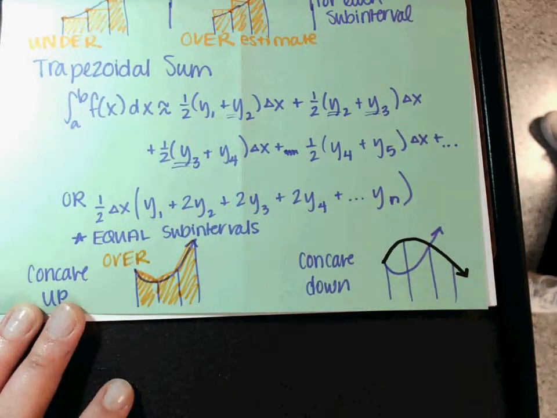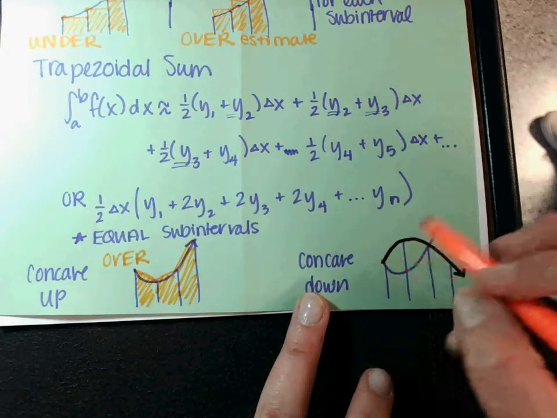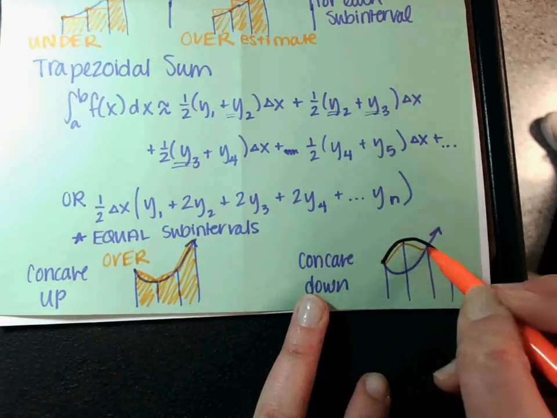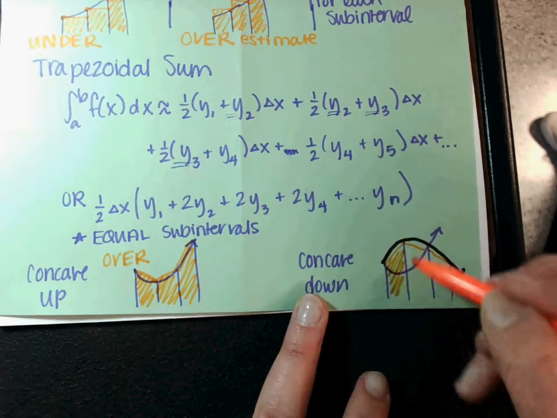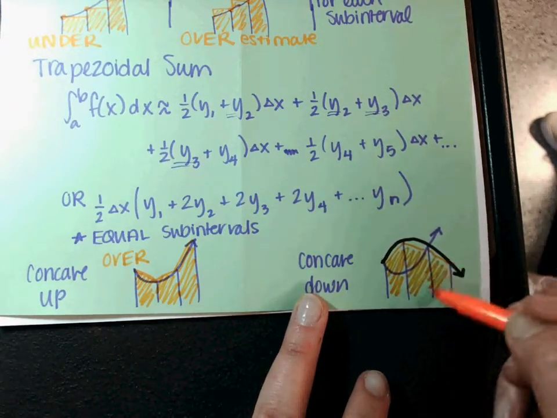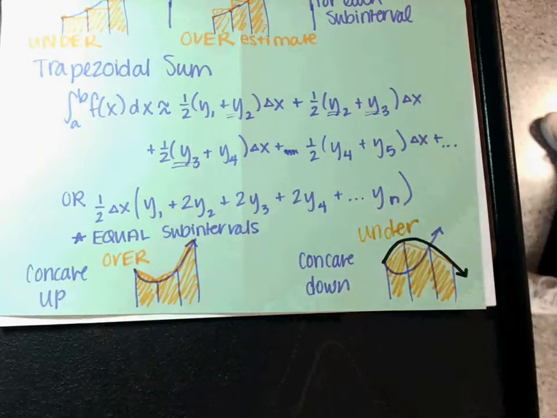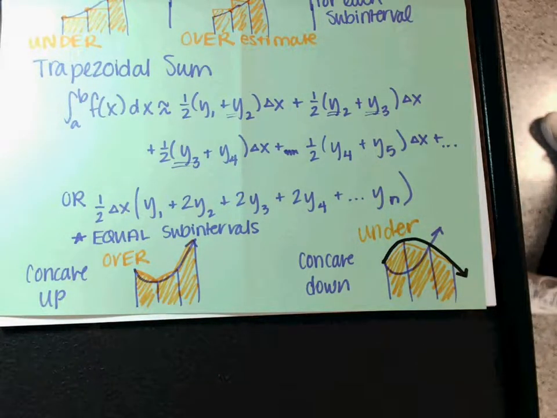And then if I look at my concave down graph and I connect, I can see that it's just barely, I'm kind of exaggerating on my picture, but it's just a little bit too small. So that would be an under. So remember that for increasing and decreasing, that tells you for Riemann sums, but for trapezoids you have to check the concavity.